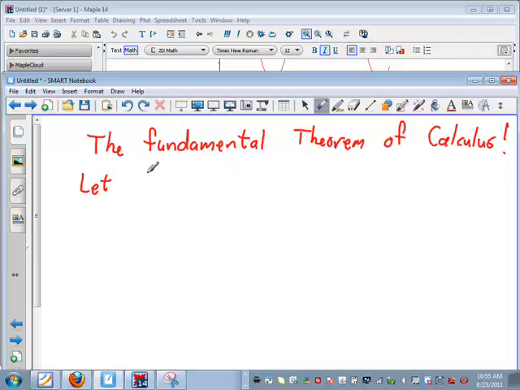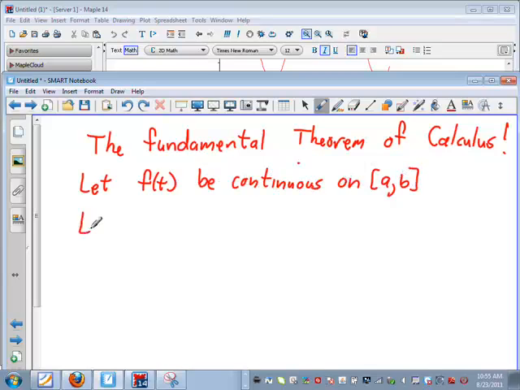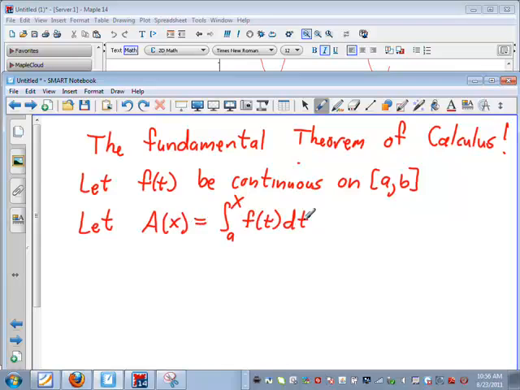Let f of t be continuous on the interval a to b. And let capital A of x measure the area under f from a to x. Now, I've been biased already, or I've tried to hand wave this enough already. Now, I haven't even said anything about capital A yet.